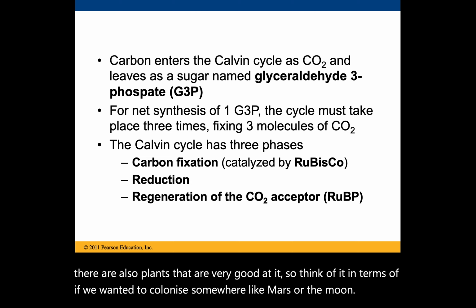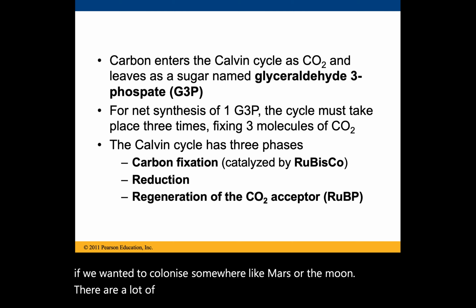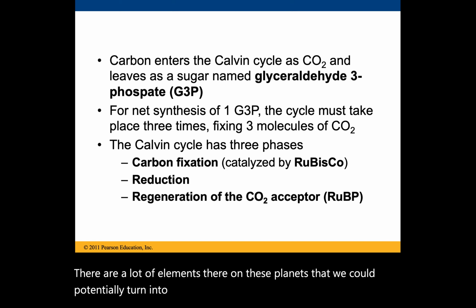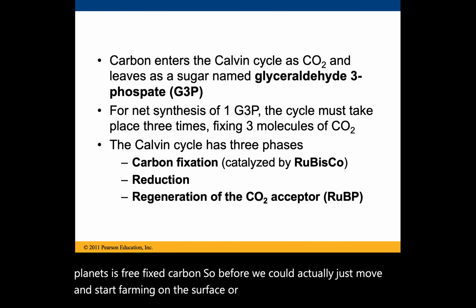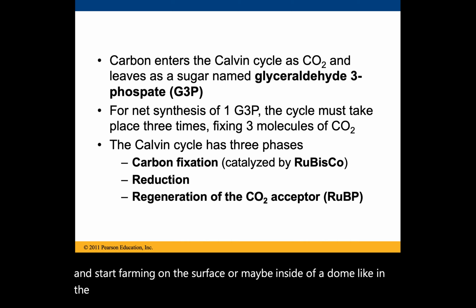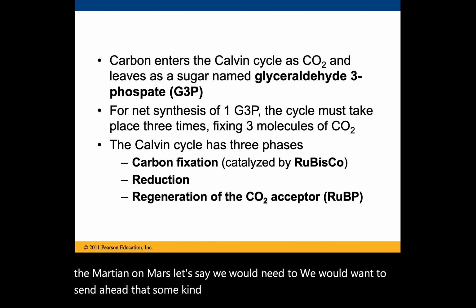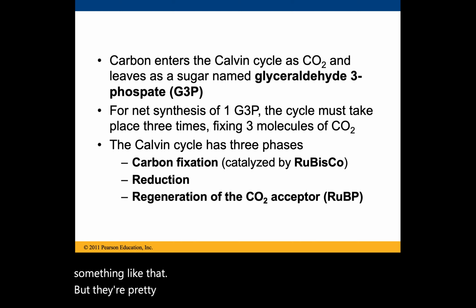There are a lot of elements on these planets that we could potentially turn into soil, but what we're lacking on both of those planets is free fixed carbon. So before we could actually start farming on the surface, or maybe inside of a dome like in The Martian, on Mars, let's say, we would want to send ahead some kind of bacteria or maybe a lichen or something like that. They're pretty tough, and they can do some carbon fixation.